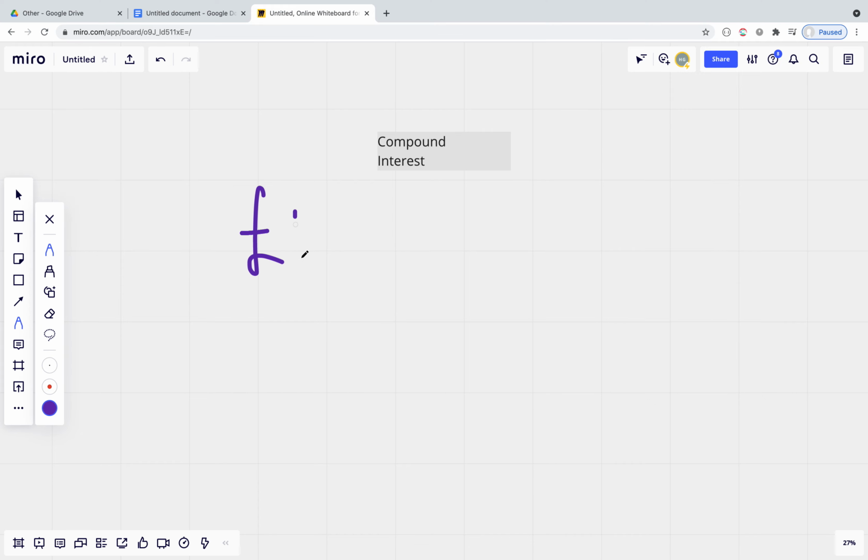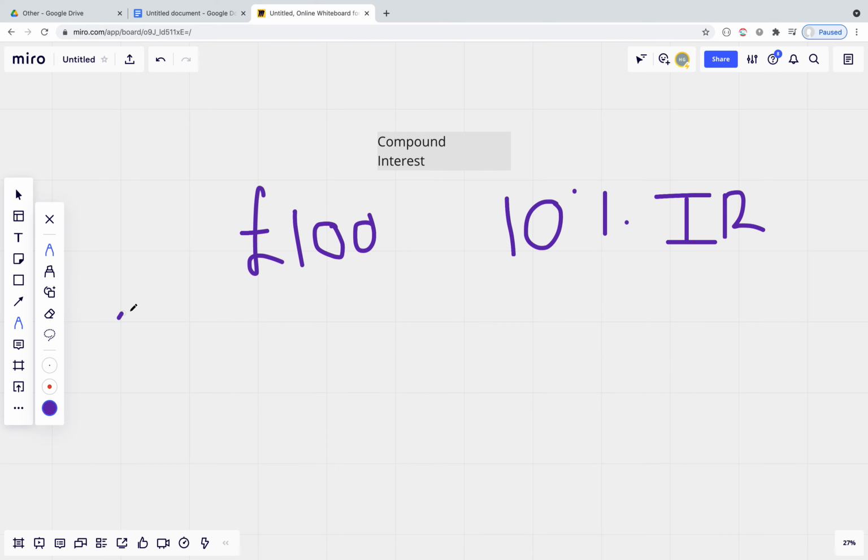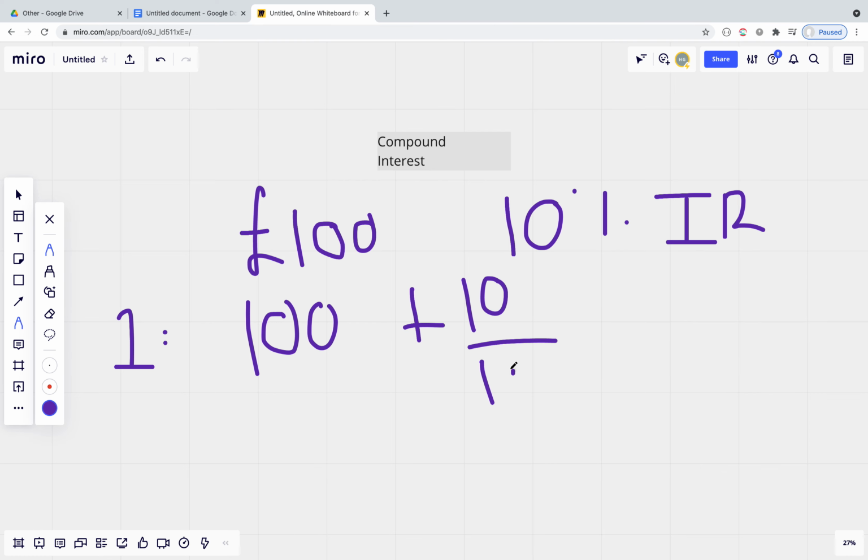So let's say you borrow £100 from me at a 10% compound interest rate, okay? So after 1 year, you will owe me the original £100 plus 10% of your principal value. When I say principal value, that basically just means 10% of your initial value, so £110.